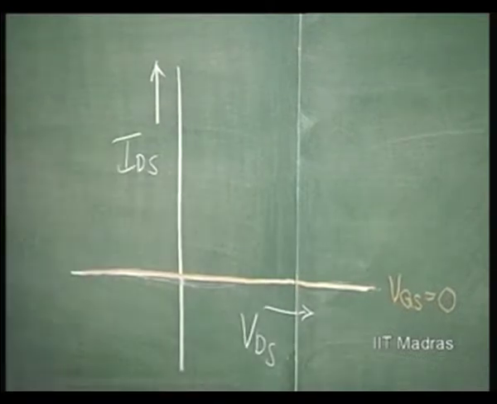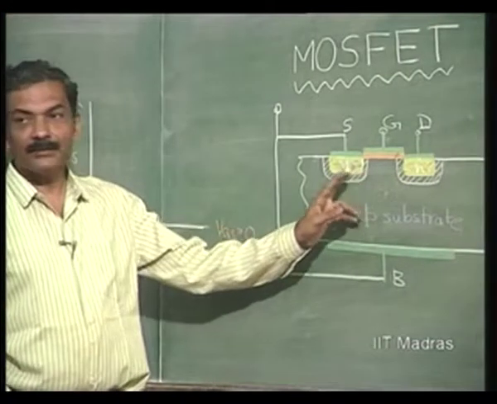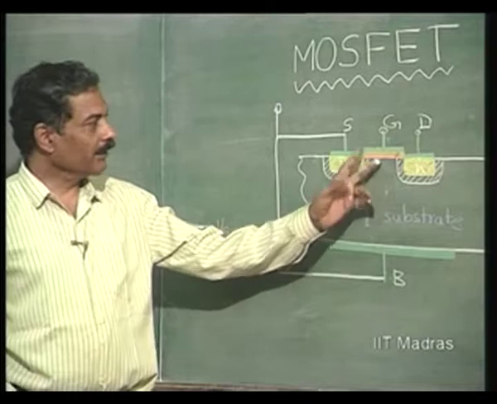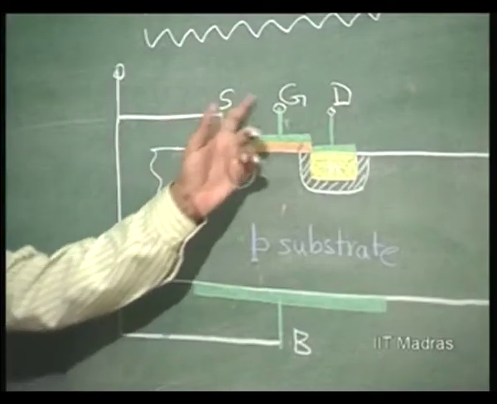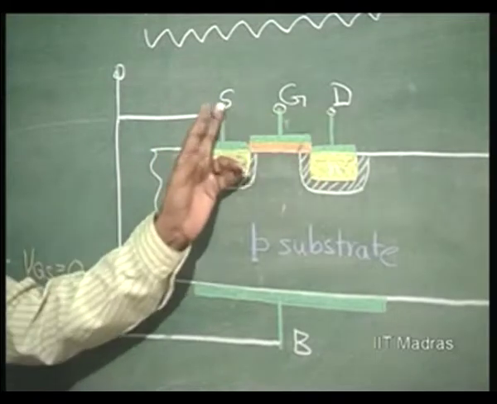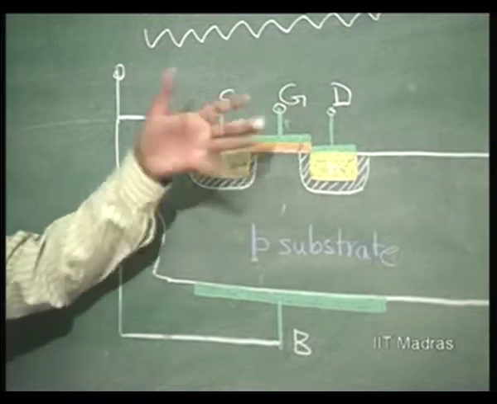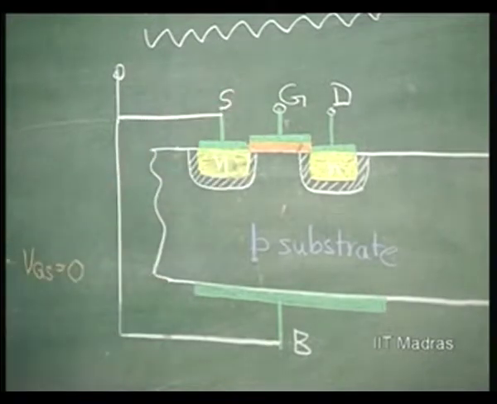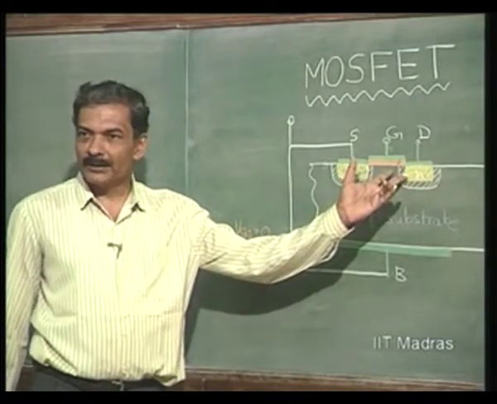That is because there is a junction formation here, and even if I apply more VDS, with VGS equal to 0, the depletion layer width keeps on increasing and there is no question of any current. This reverse bias here keeps on increasing.